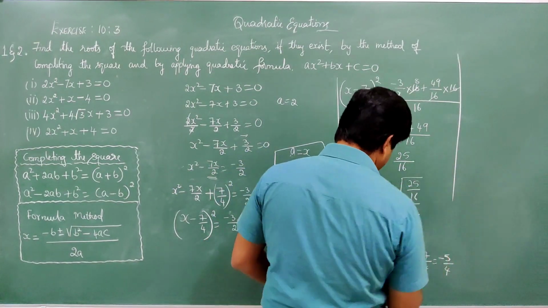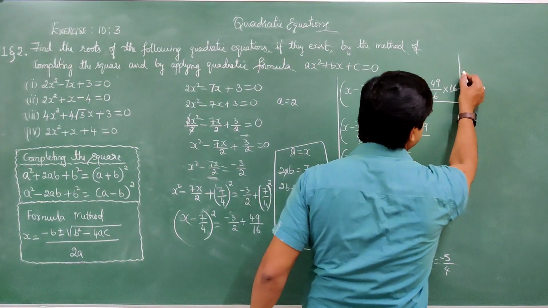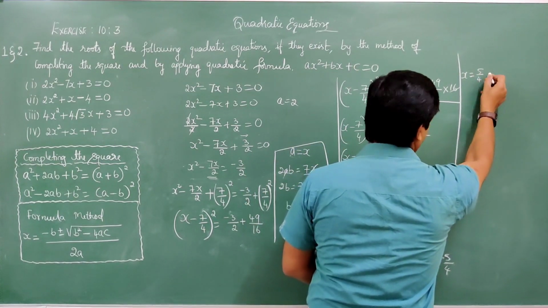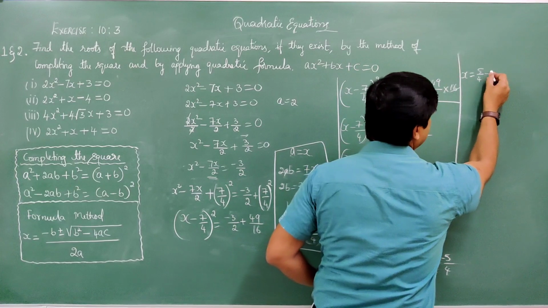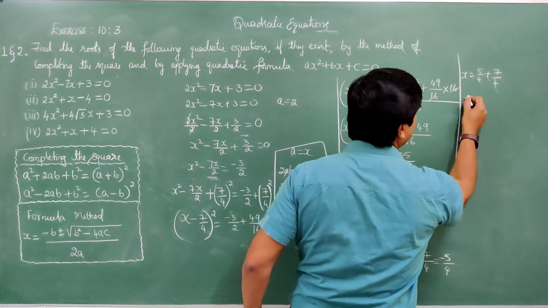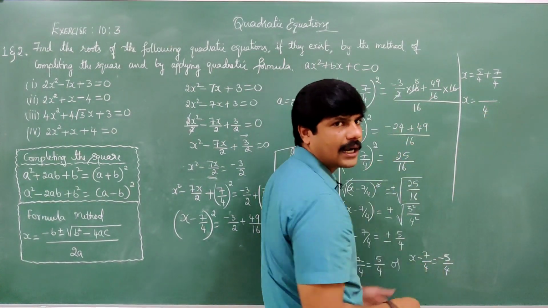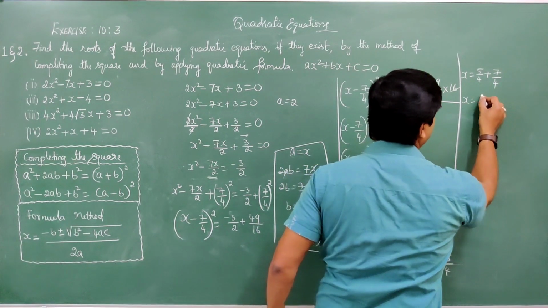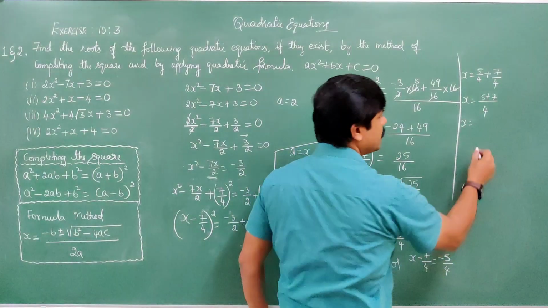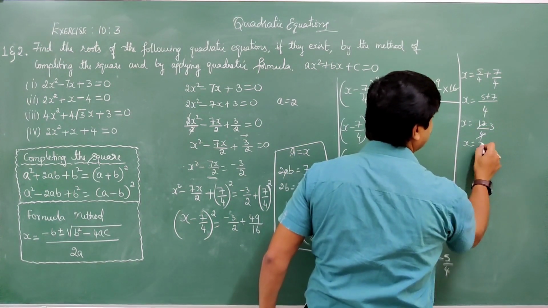Now, transfer this minus 7 by 4 to the other side so that it becomes plus. x is equals to 5 by 4 plus 7 by 4. Understand? Since the denominator is common, write the common denominator 4 and add directly whatever is there in the numerator. X is equals to 5 plus 7 is 12, 12 by 4, and x is equals to 3.